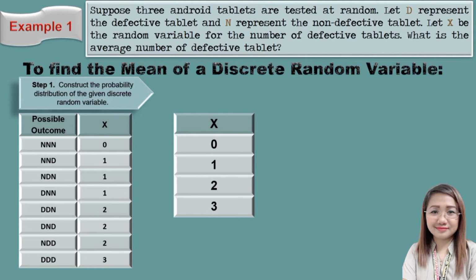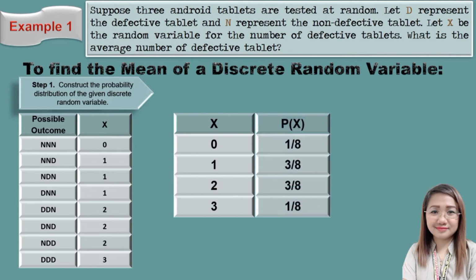The probability of having no defective tablet is 1/8. The probability of having 1 is 3/8. The probability of having 2 defective tablets is 3/8. And all 3 defective is 1/8.